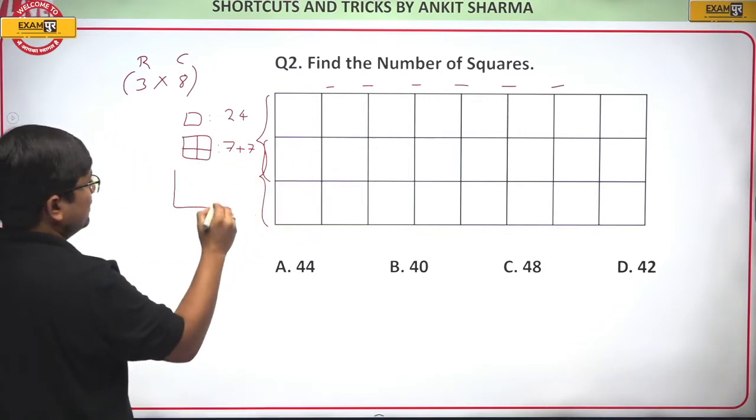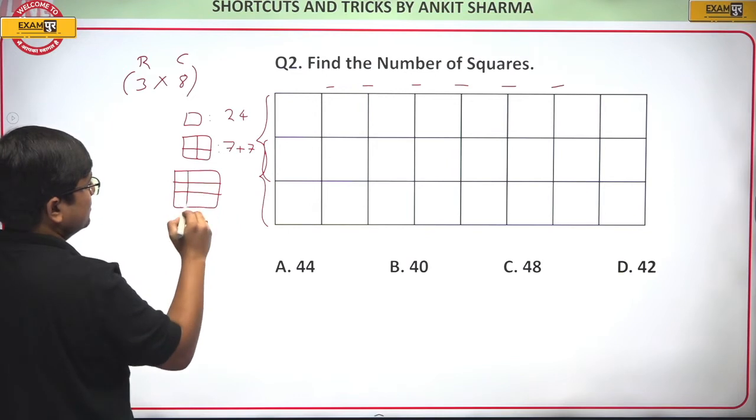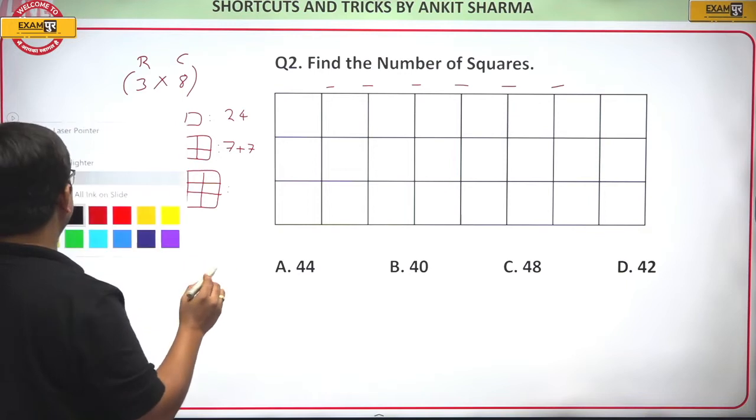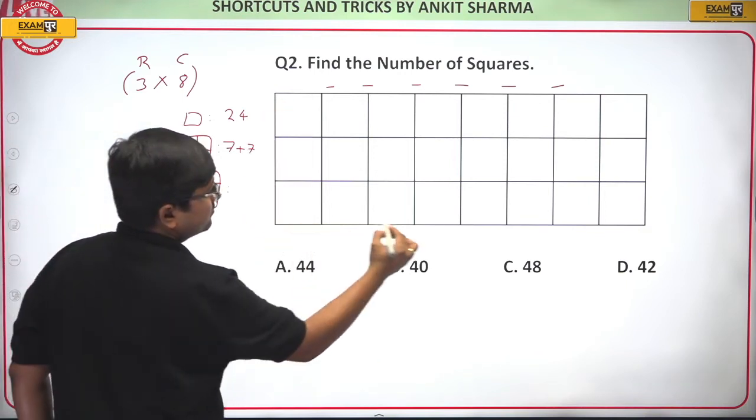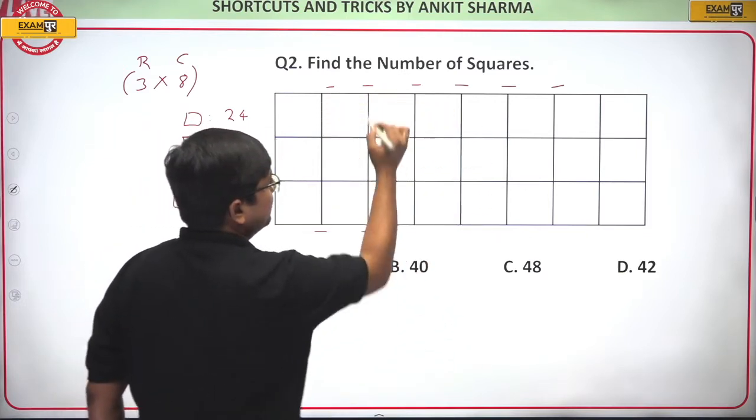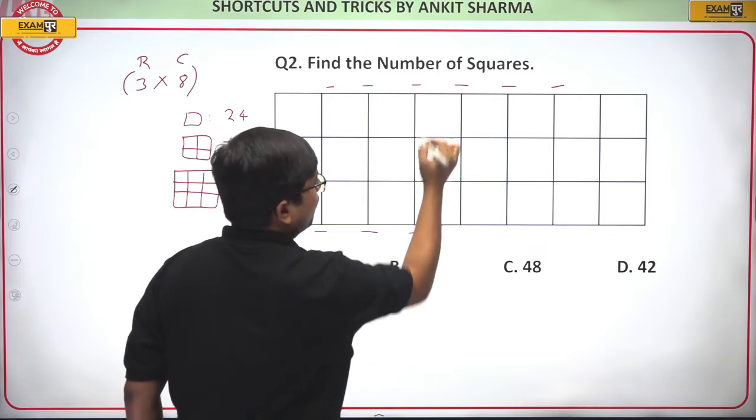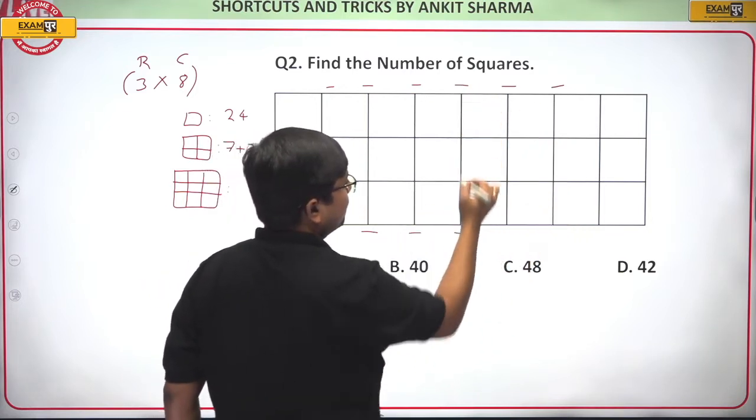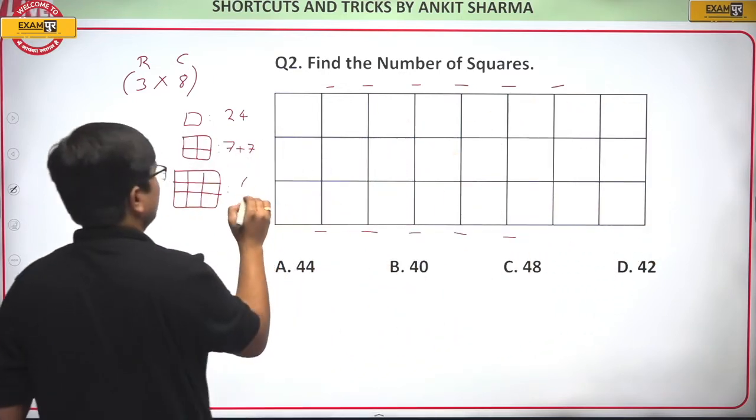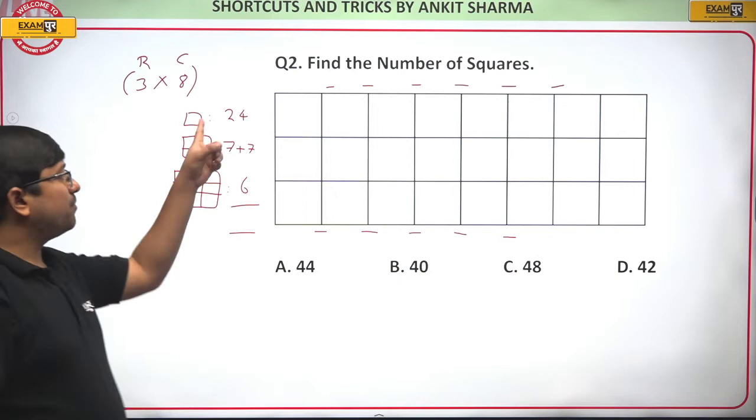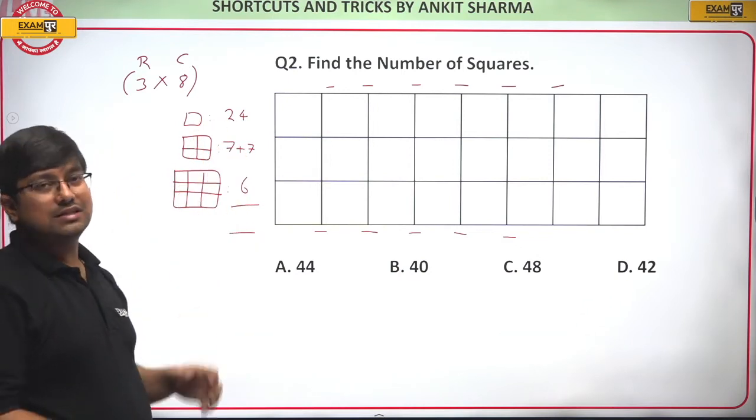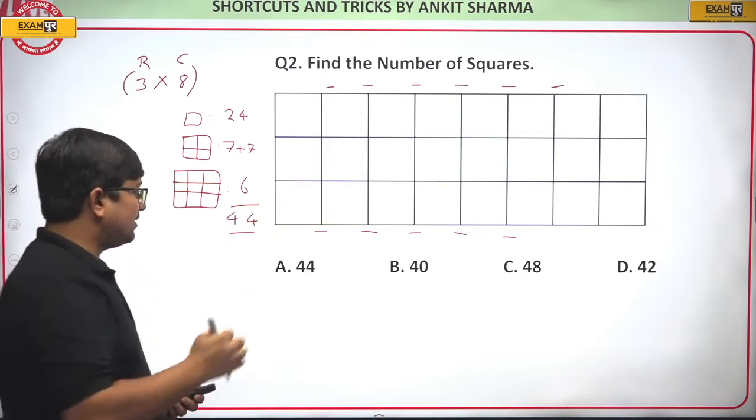And now let us count these kind of squares. Over here, my dear students, if I count these kind of squares, what am I going to get? See 1. Then from here 2, from here 3, from here 4, from here 5, from here 6. So now if you just add them, 24 plus 6, 30. 30 plus 14 will give you 44, and that's the right answer.